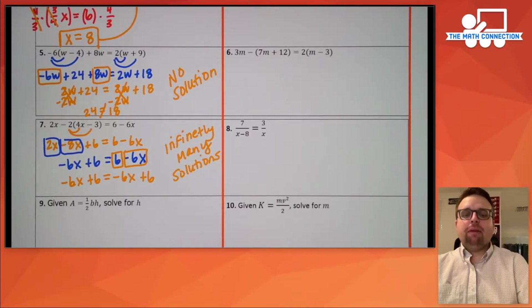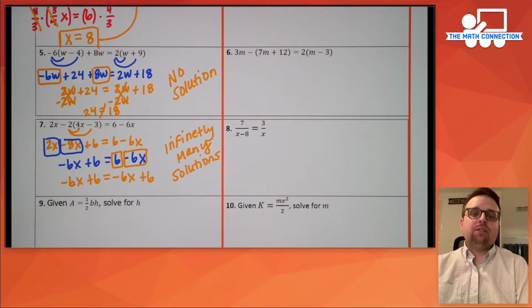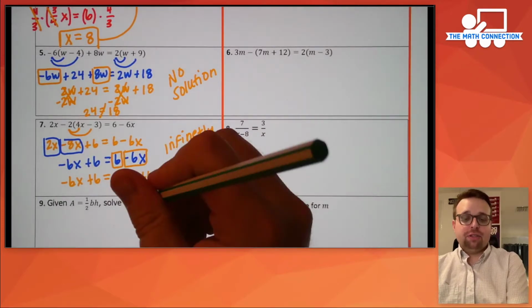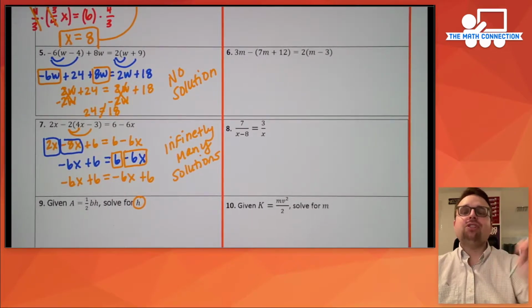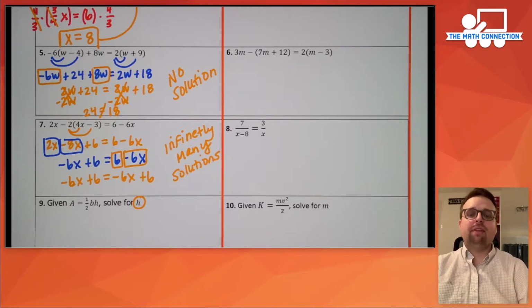All right, last problem here. This is actually a literal equation. There's no numbers that we're solving for here. All we're trying to do is get the h by itself. So we're trying to rewrite all the terms in this equation so it's h equals something. That's the whole point of this.